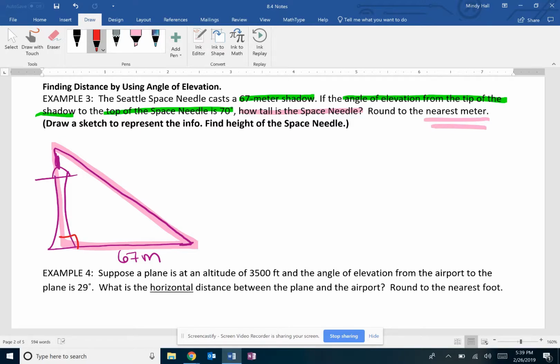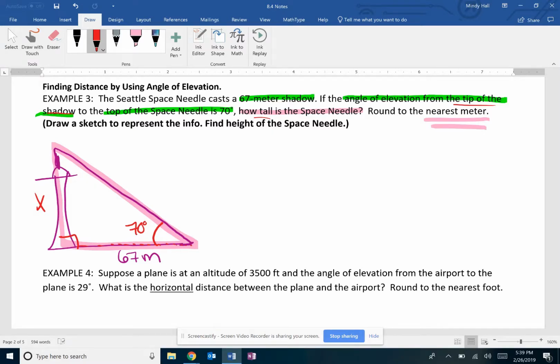So because we were talking about the angle of elevation from the tip of the shadow, that's kind of your hint that we're going to be looking at the bottom of the shadow. Notice we have this horizontal line along the bottom, and we have to look up. So that tells us we're looking at our angle of elevation, and that is going to be 70 degrees. And then because we are looking for how tall the Space Needle is, that means I need my vertical height. So I'm just going to put an X there.